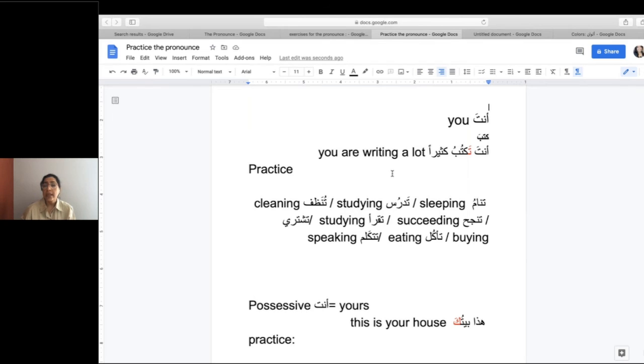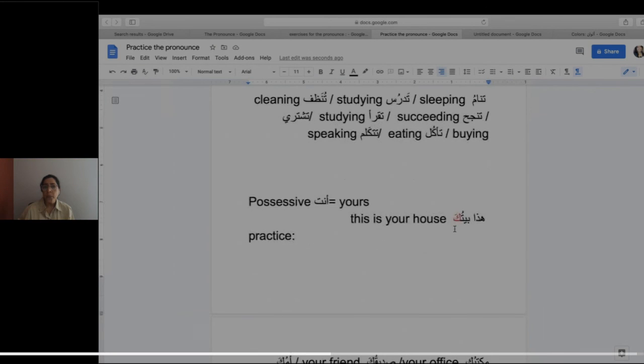That means he did. So if I take the ta away, it's gonna be nama. He slept already. Okay. Tanamu, you are sleeping right now. Darasa, he studied. Tadrusu, you are studying. Kataba, he wrote in the past. Taktubu, you are writing. Okay.